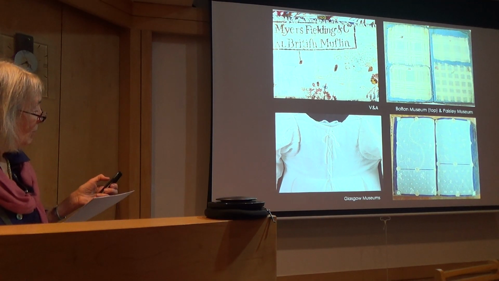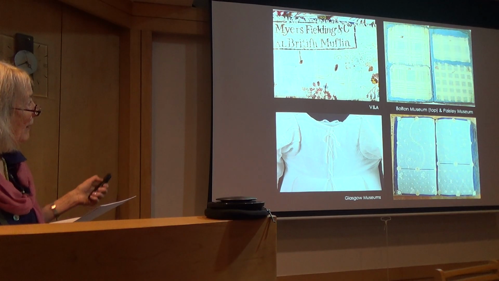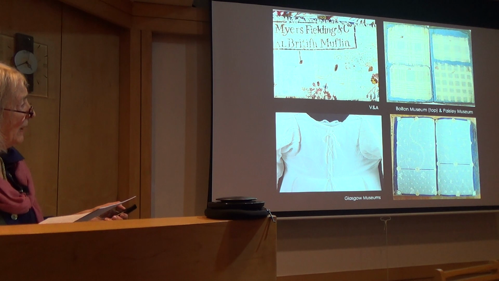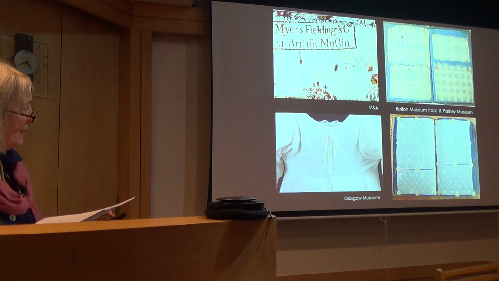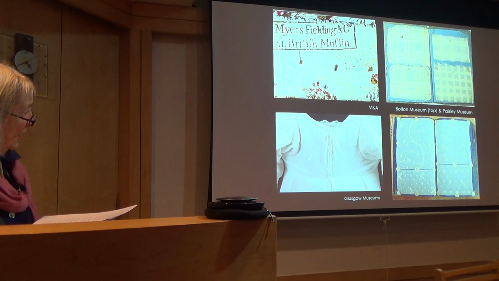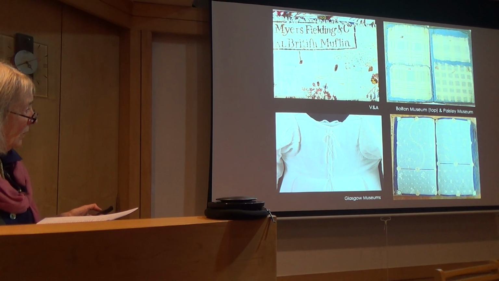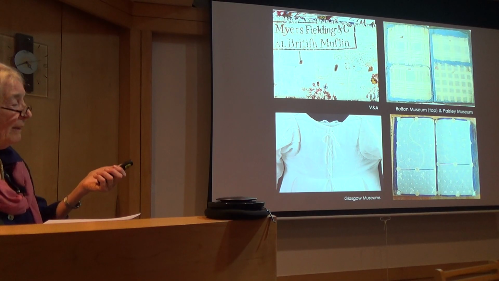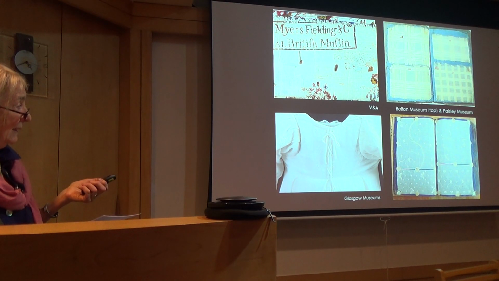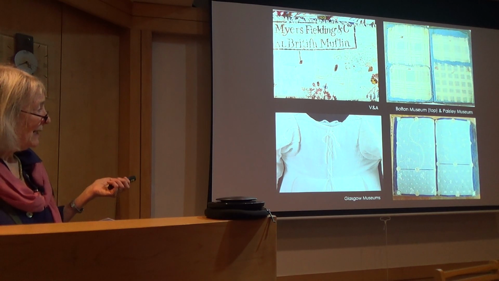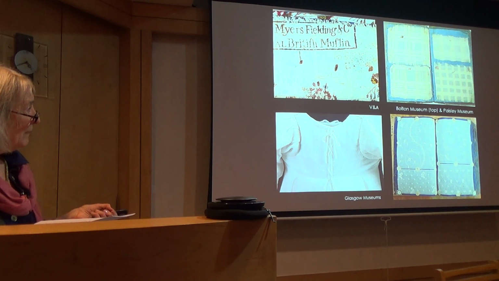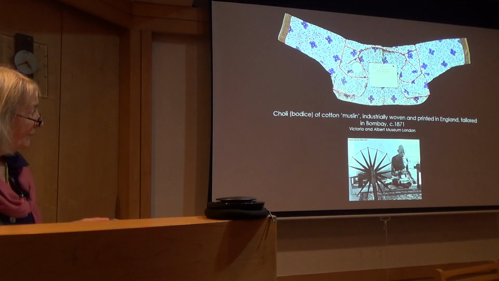So here are some examples of quite coarse muslin, advertising itself as British muslin here, and a manufacturer's pattern book here on the right, and a dress in the Glasgow museums here, whose fabric clearly matches the pattern books that remain in Paisley. So this is a Scottish muslin dress imitating Indian muslin.